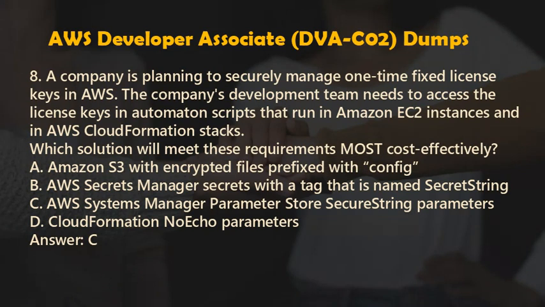A. Amazon S3 with encrypted files prefixed with config. B. AWS Secrets Manager secrets with a tag that is named secret string. C. AWS Systems Manager Parameter Store secure string parameters. D. CloudFormation NoEcho parameters. Answer: C.